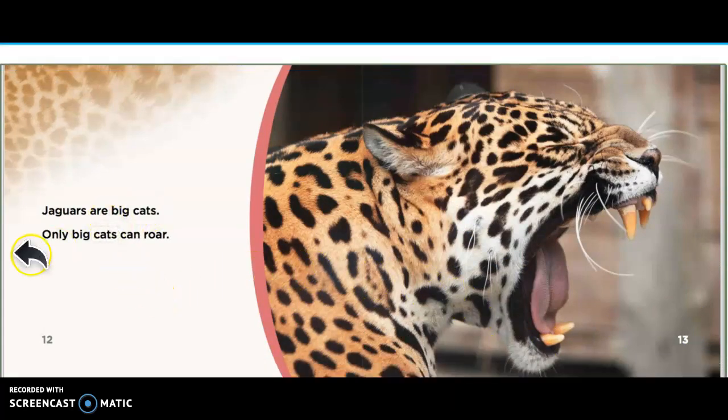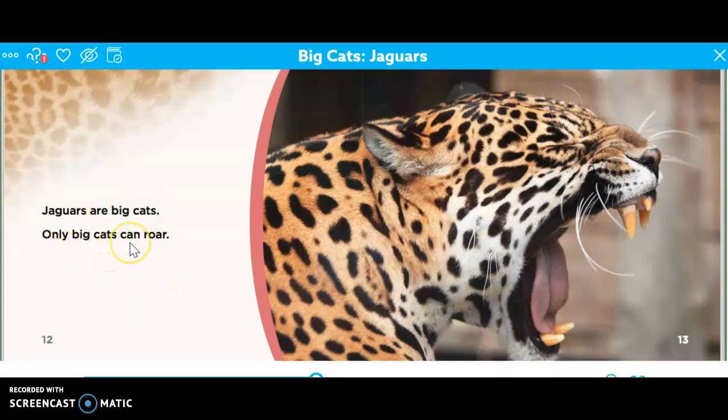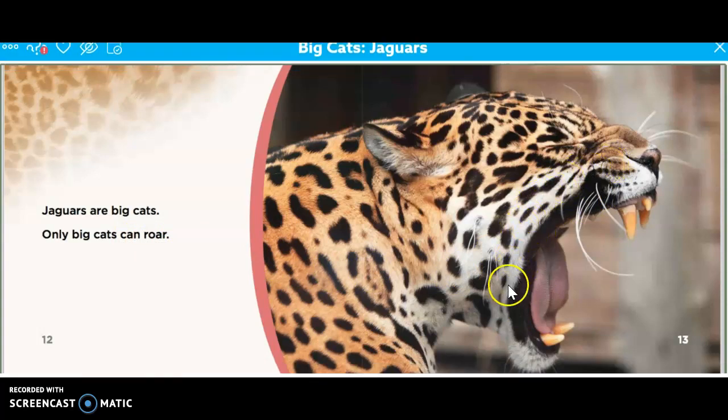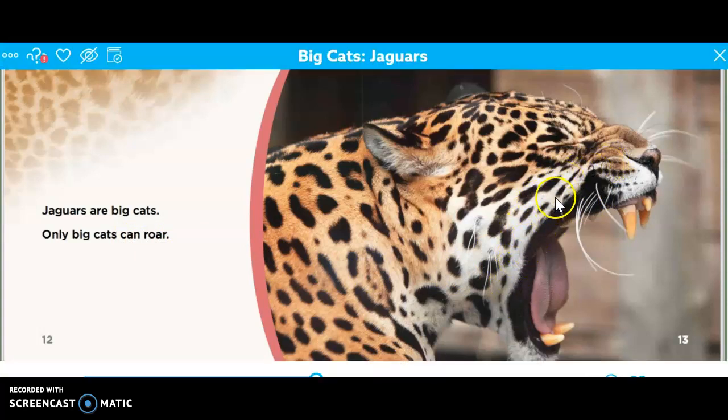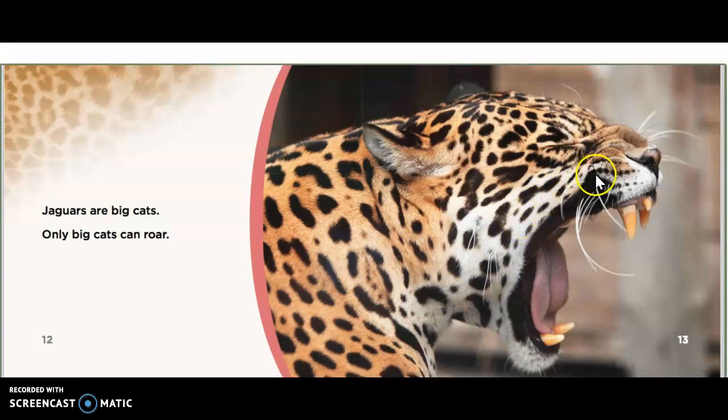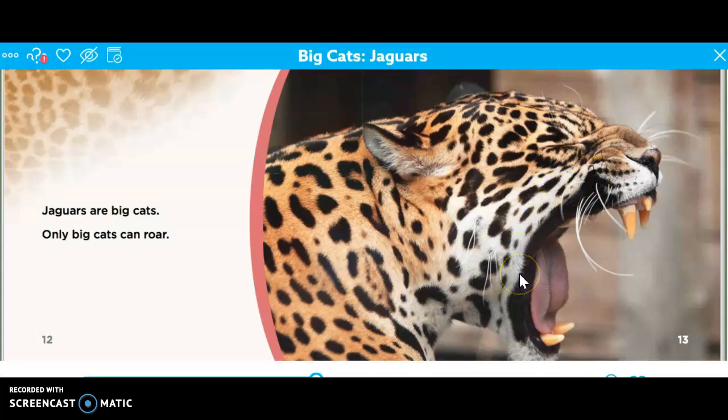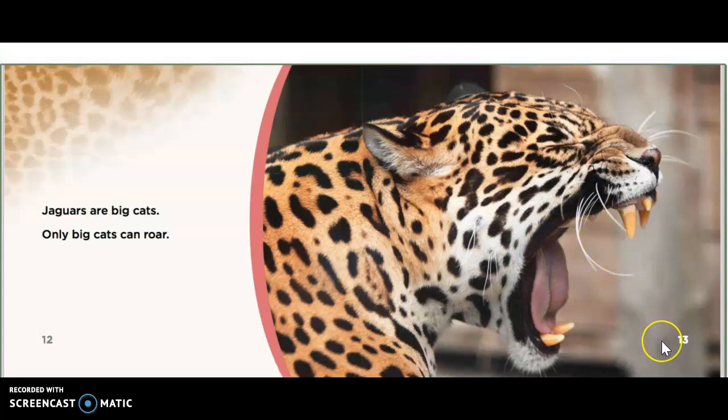Jaguars are big cats. Only big cats can roar. Look at him roaring. Look at that mouth. And even though he's a big cat, we can use this illustration to see he has a big mouth as well. And big teeth. Ooh, sharp, big teeth.